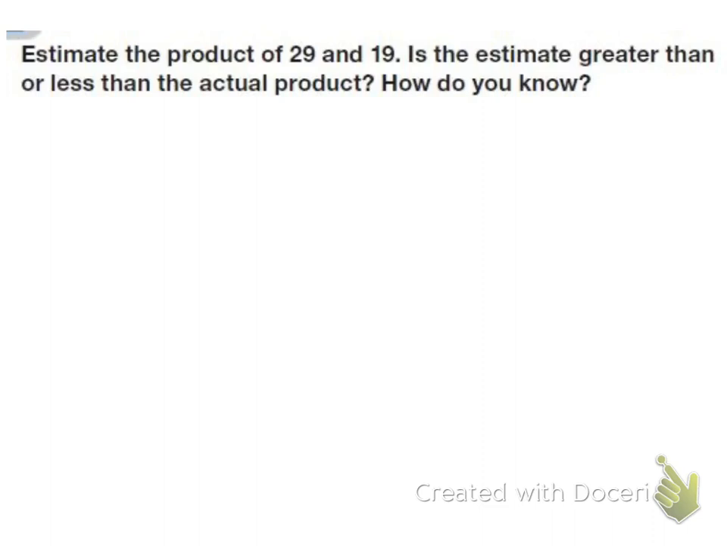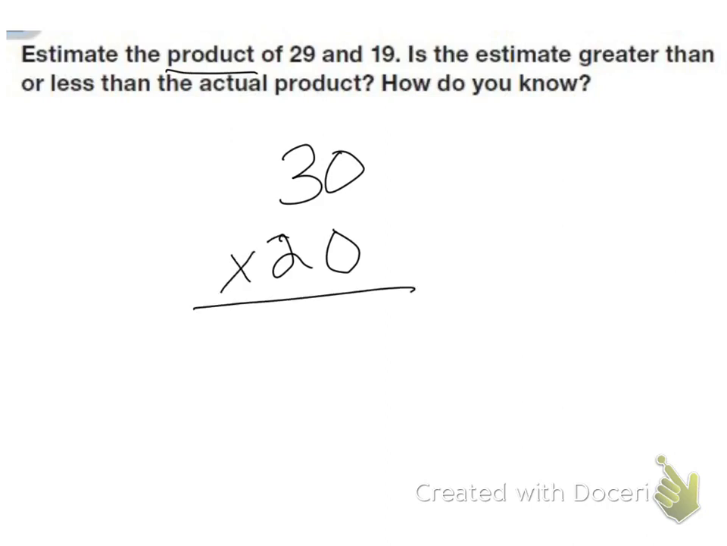So this says estimate the product of 29 and 19. Is the estimate greater than or less than the actual product, and how do you know? So we're going to estimate to find out about how much an exact answer would be. So we're going to round the numbers before we do the work. So 29 is going to round up to 30, and 19 is going to round up to 20. And it says product, so I know that I'm going to be multiplying.